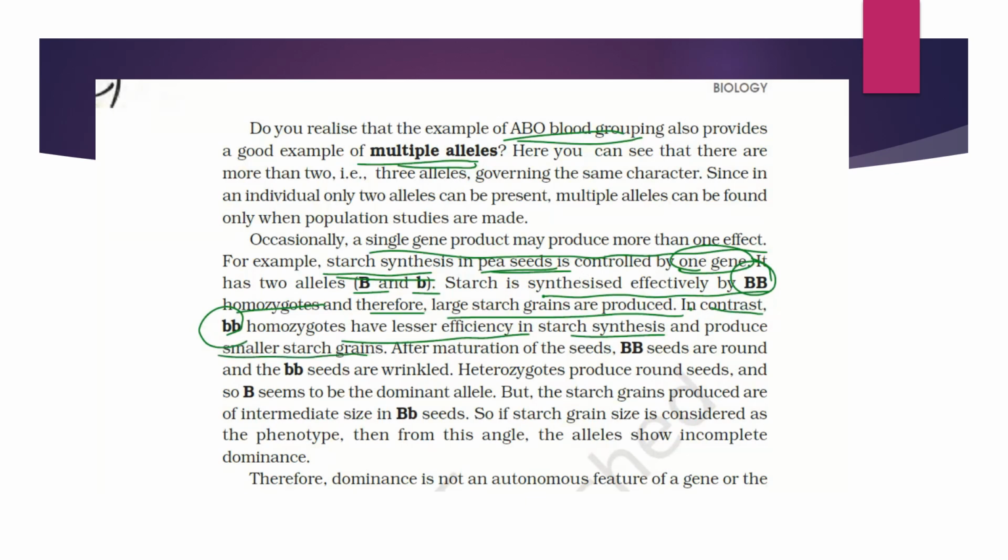Is it clear to all of you? Now, BB, as it is homozygous, synthesizes starch more effectively, so large starch grains are produced.